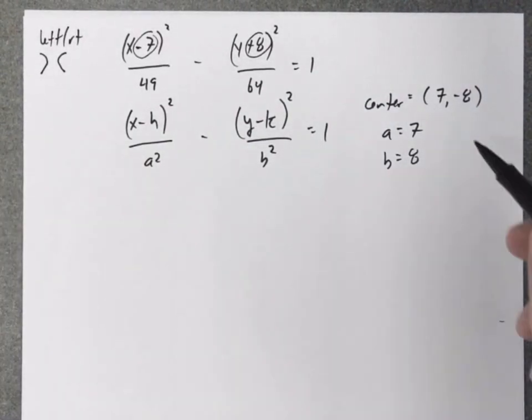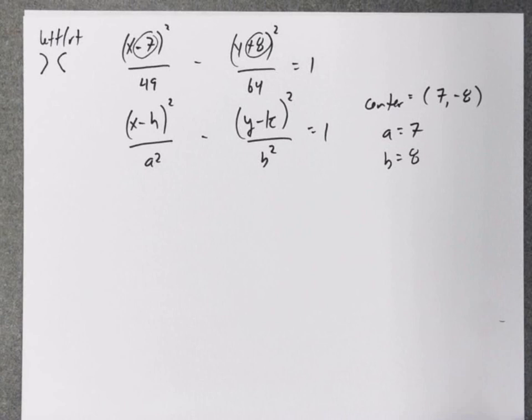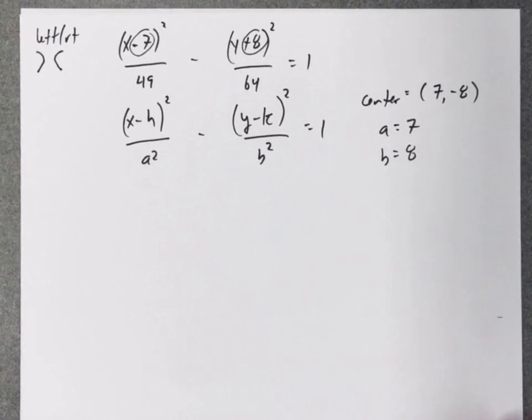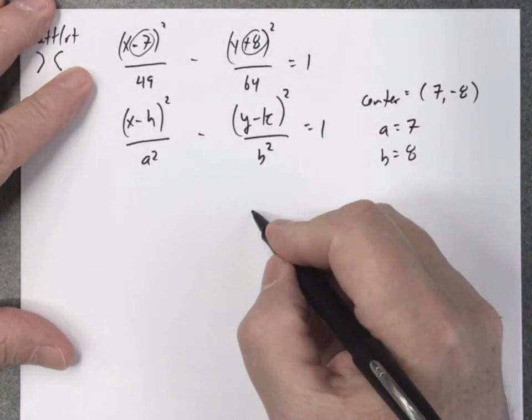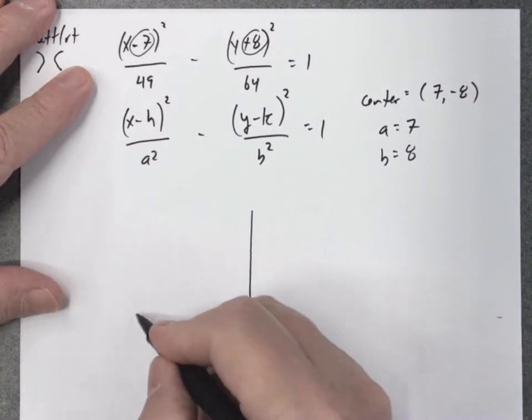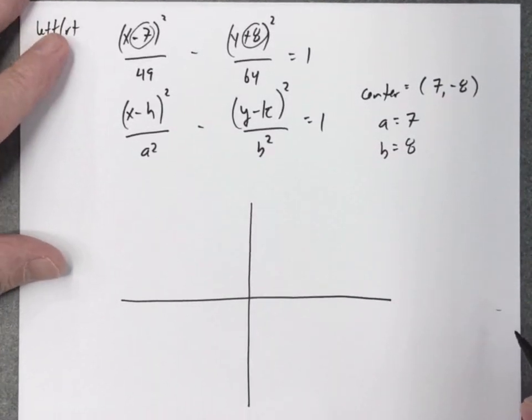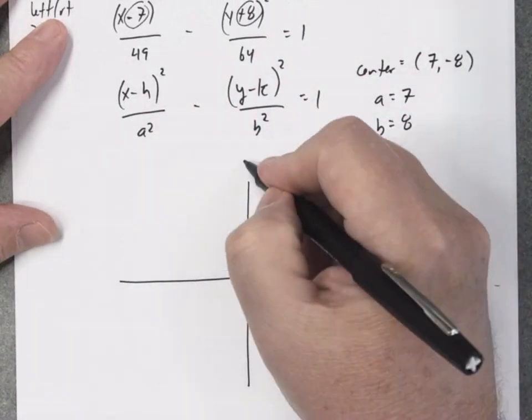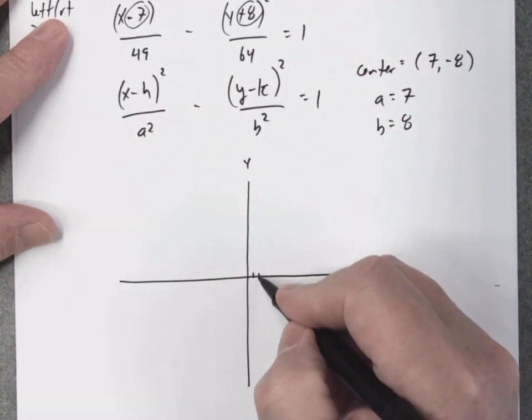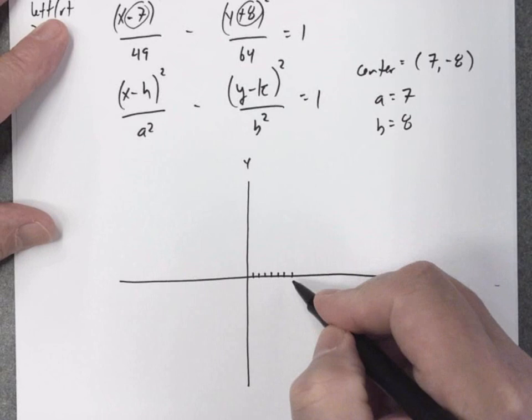So now, knowing the center and a and b, I can now make a sketch of this hyperbola and then try and start to figure out all the rest of the stuff. So the center is (7, -8). 3, 4, 5, 6, 7.